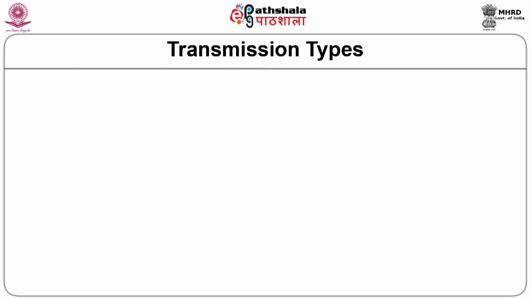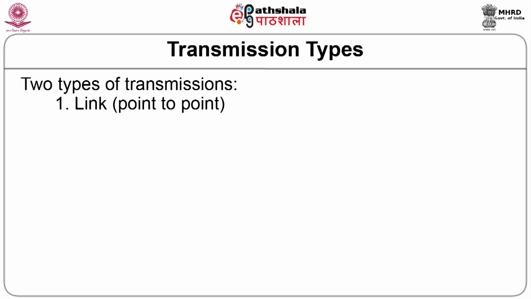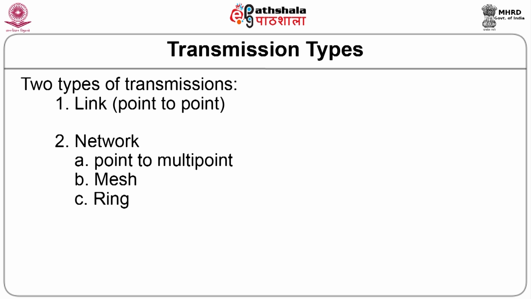Transmission types. There are two types of transmission. The first one is a link, that is point to point transmission. And when we consider a number of points to be interconnected, then it forms a network. The network is again subdivided into point to multipoint, means from a single point we have multiple point connections; mesh, which is a type of topology; and ring, which is another type of topology.